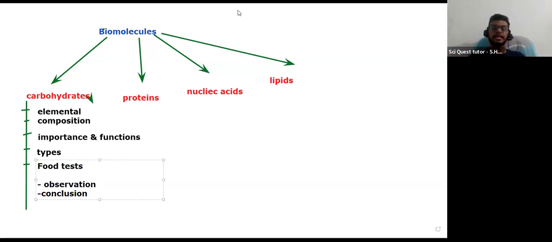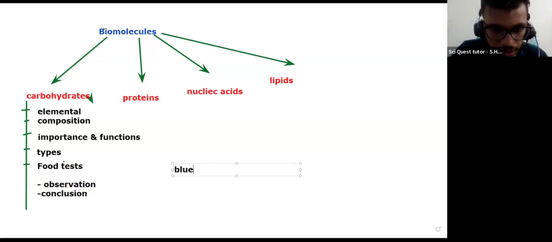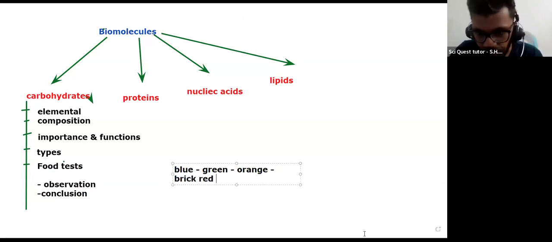So in that case, students, you have to know that. Now, let's say the first initial color change is green, blue to green. I will show it here, the series of color change. Blue to green. Then around orange. Then it will turn to brick red, or they might refer to it as red color also.